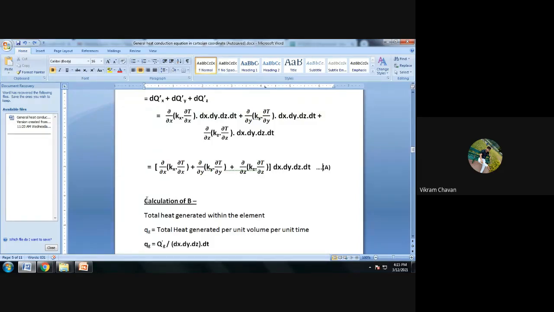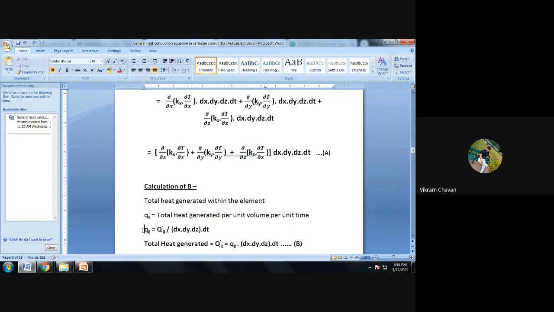So in that we have to find out the total heat generated within the element. For that purpose we have introduced one new parameter, or one new symbol, q suffix g. So q suffix g is called the total heat generated per unit volume per unit time. In equation format, q suffix g is equal to Q dash suffix g whole divided by dx multiplied by dy multiplied by dz, which is the volume of the element, and divided by dt, which is the time period for which we are going to study this particular heat conduction.